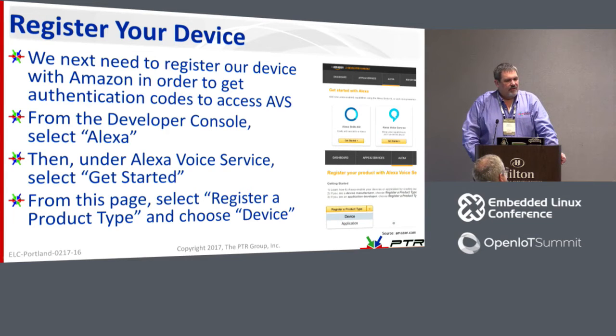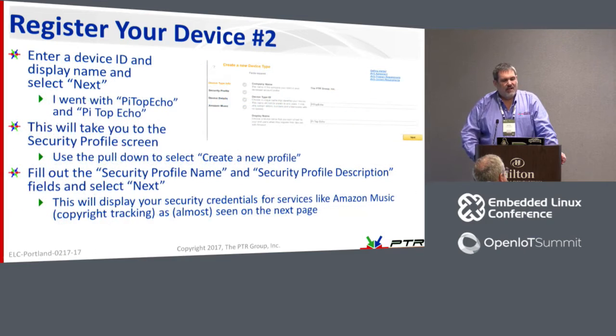You will click on their Get Started button there, and then that will bring you to a new page called Register a Device or Register a Product Type. So in registering the product type, you have to give your device an ID. Whatever name you want is fine. I think I called mine Pi Top Echo or something like that.